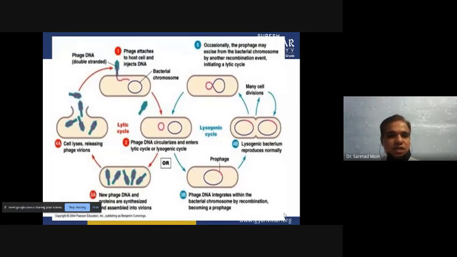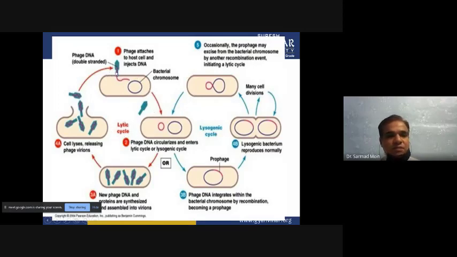Now let's see in detail how these two cycles happen. First we'll see the lytic phase. In the lytic phase, the plasma membrane and cell wall will be lysed. That's why we call it the lytic phase.